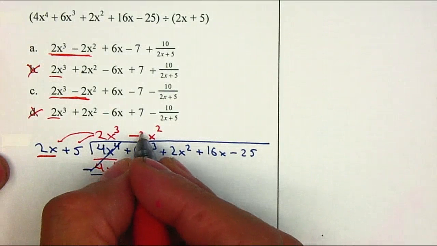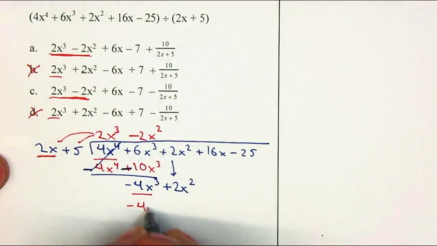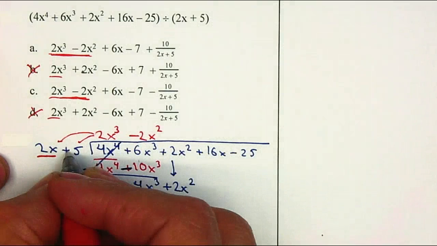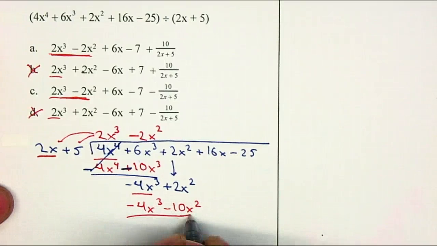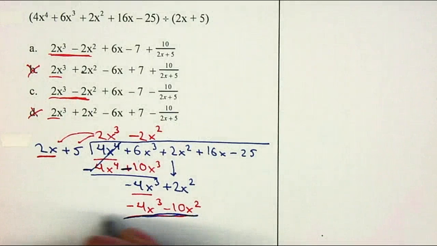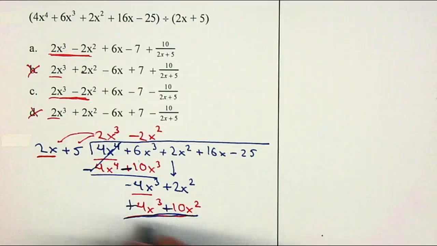Let's multiply it out. Negative 2x squared times 2x will give us a negative 4x to the 3rd. Negative 2x squared times positive 5 will give me a negative 10x squared. Now we are going to subtract. We're going to change the sign. That's a negative becomes a positive. That's a negative becomes the opposite, a positive.